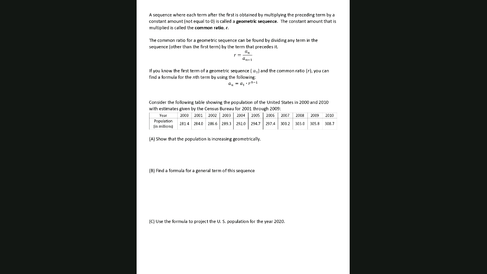So the common ratio for a geometric sequence can be found by dividing any term in the sequence, other than the first term, by the term that precedes it. So if you take any term a sub n, just divide that by the term that comes before it. If you know the first term of a geometric sequence, a sub 1, and the common ratio r, you can find a formula for the nth term by using the following. So a sub n is going to be equal to a sub 1 times r to the n minus 1.